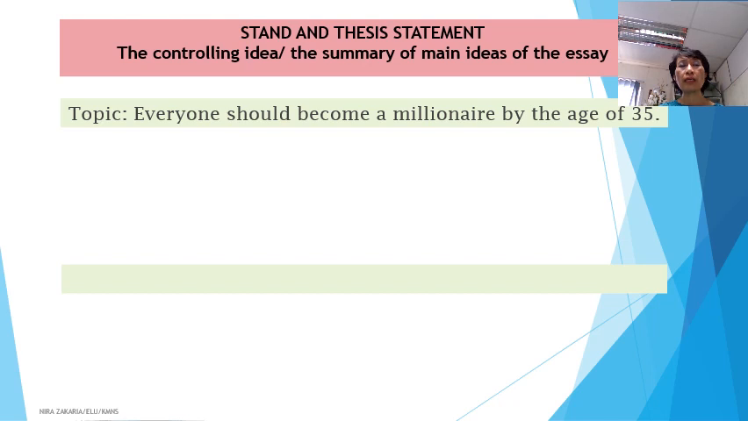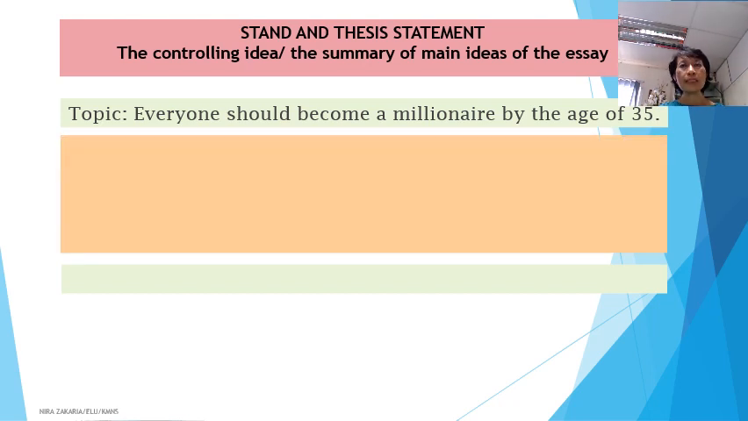Next, let us move on to the next important element in the introductory paragraph. That would be the stand and the thesis statement. The thesis statement is the controlling idea or the summary of the main ideas of the essay. For this, I will give two examples based on two different topics. The first topic: everyone should become a millionaire by the age of 35. What is your opinion?